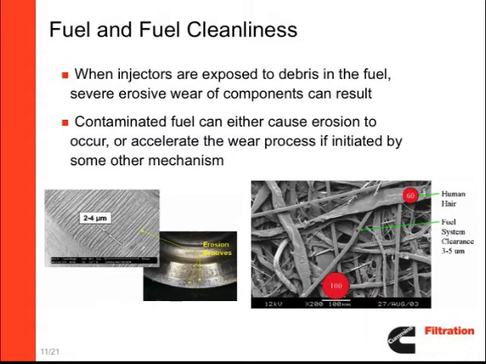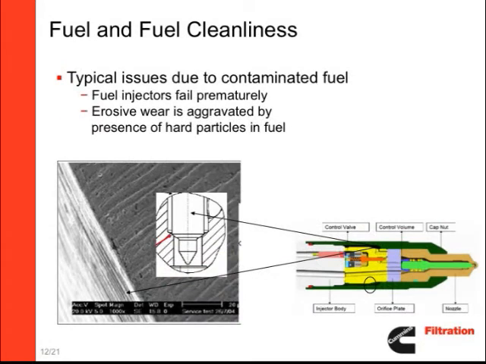Contaminated fuel can either cause erosion to occur or to accelerate wear that has been initiated by some other mechanism. In the photo shown below, you can see erosion grooves caused by inorganic matter in the fuel. To the right, you can see how a human hair is far larger than the fuel system clearance of 3 to 5 microns, creating the potential for wear. If contaminated fuel is being used, typically you would expect to see fuel injectors fail prematurely and erosive wear in the equipment.